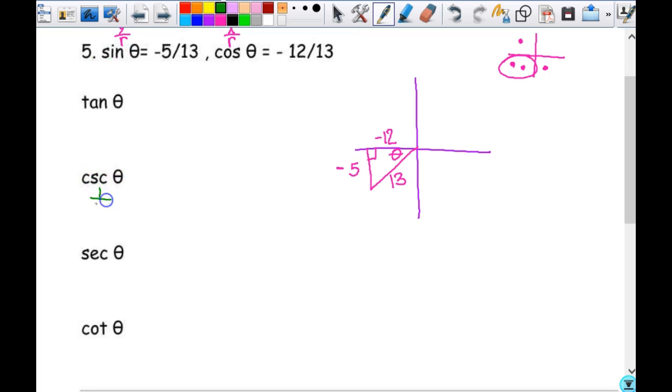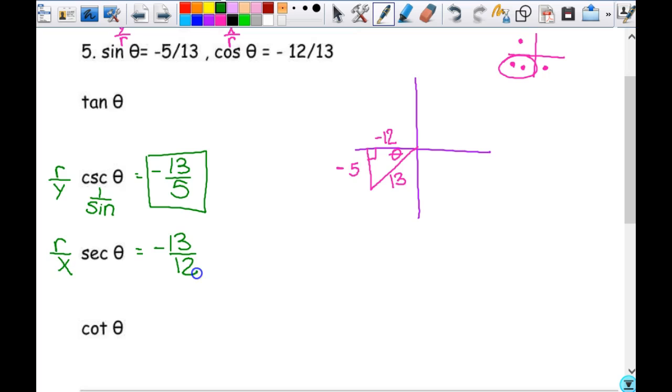So this is 1 over sine. So I know what sine is. It's negative 5 over 13. So this is just negative 13 over 5. And since this is y over r, this is r over y, which is the 13 over the negative 5. All right, and then cosine is the reciprocal of secant. That's x over r, so this is r over x, which I can get from the picture, but I also just know it's the reciprocal of cosine, so that's negative 13 over 12.